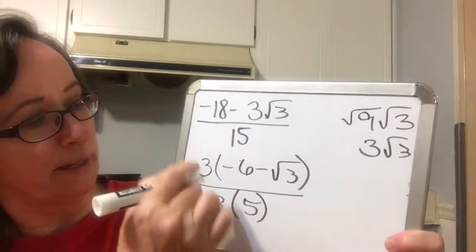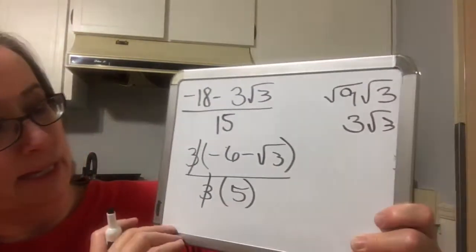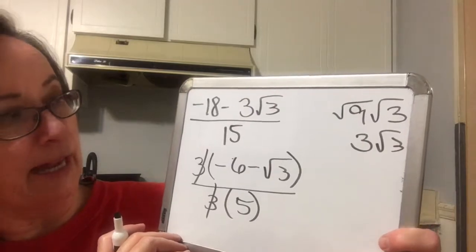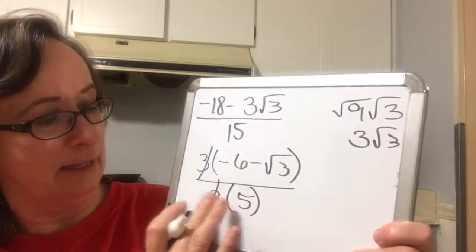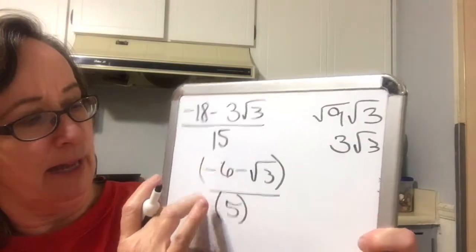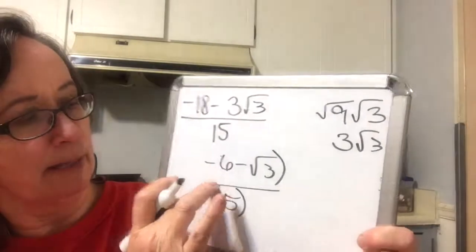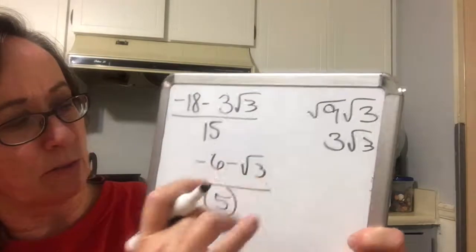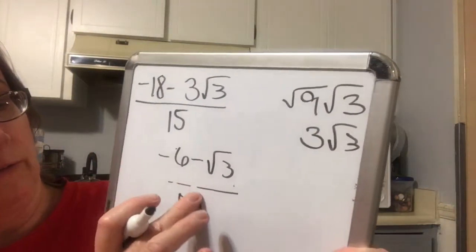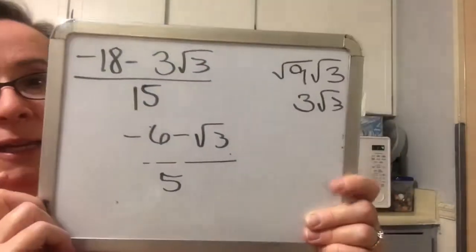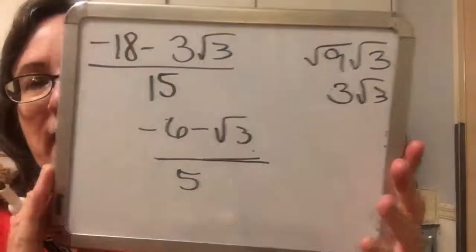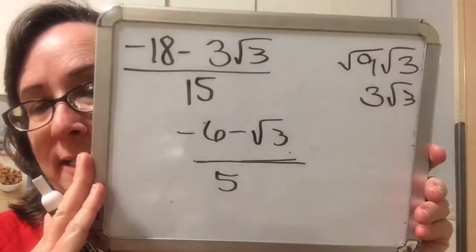Since I've pulled a 3 out as a factor, I can divide by 3, and now the entire expression is simplified. And we'll get rid of these 3's because they're gone, and we end up with negative 6 minus square root of 3 over 5. We don't need those parentheses anymore. And that is the last problem on 9.6.